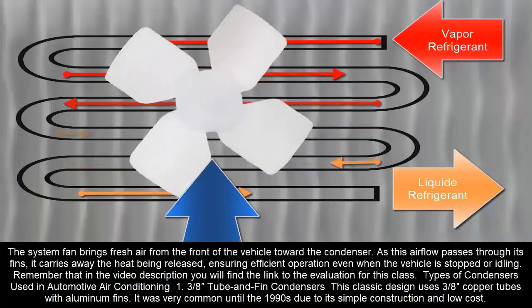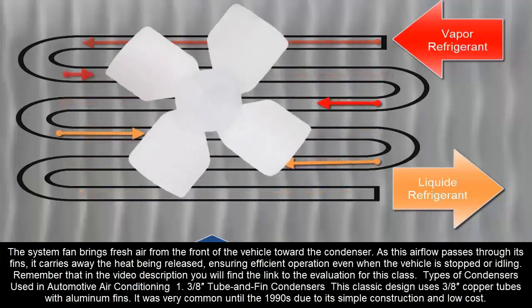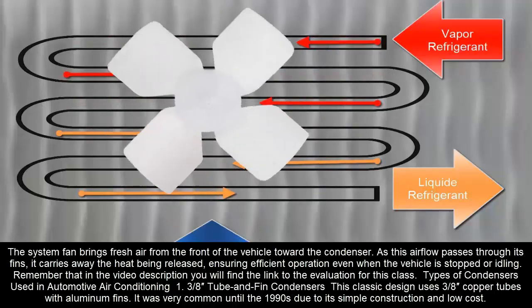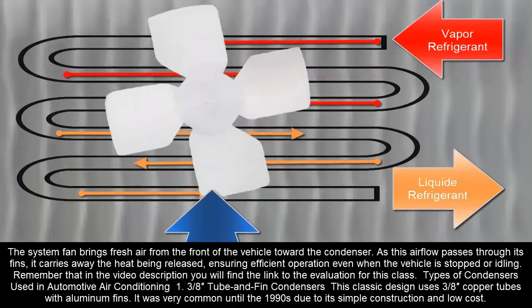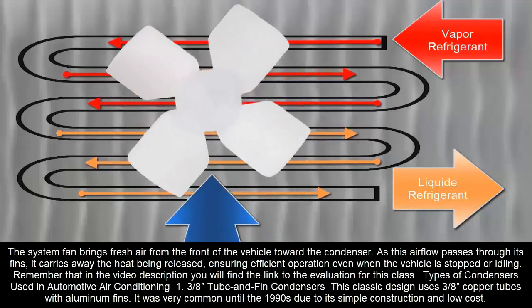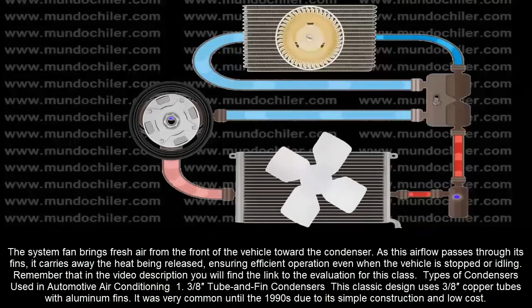The system fan brings fresh air from the front of the vehicle toward the condenser. As this airflow passes through its fins, it carries away the heat being released, ensuring efficient operation even when the vehicle is stopped or idling.